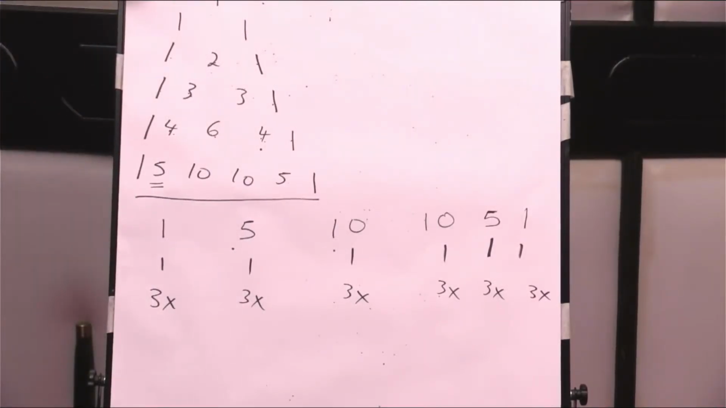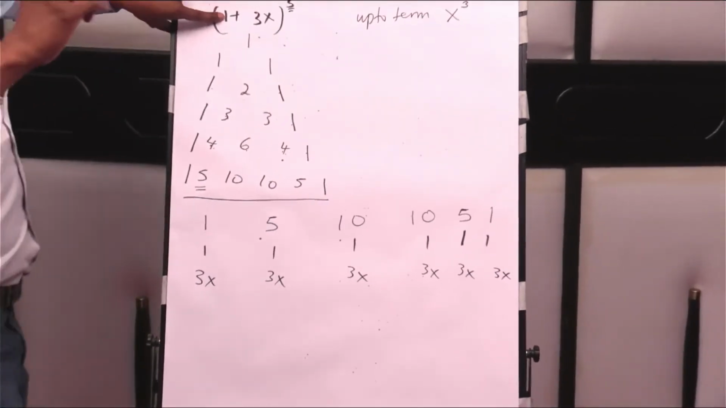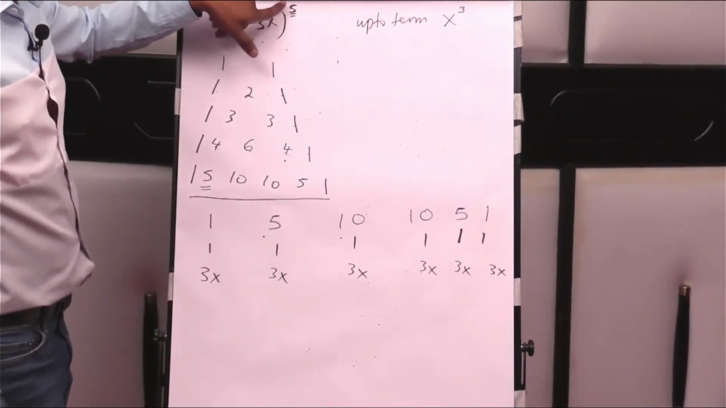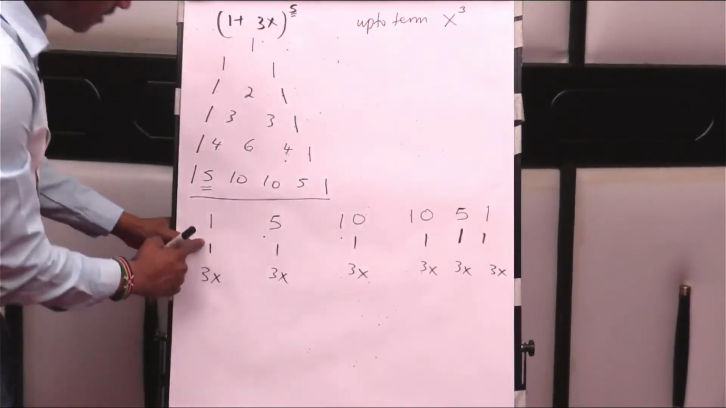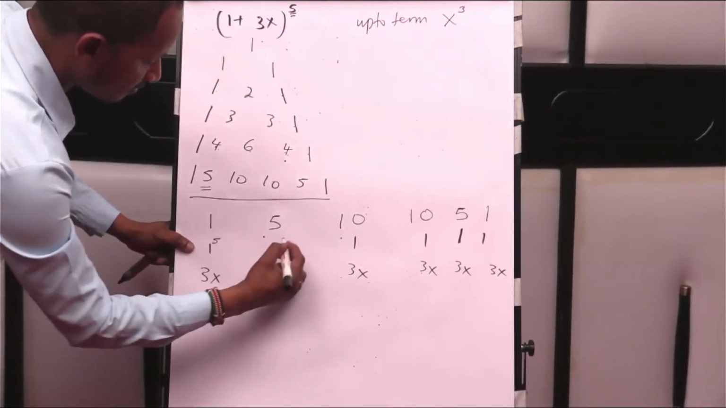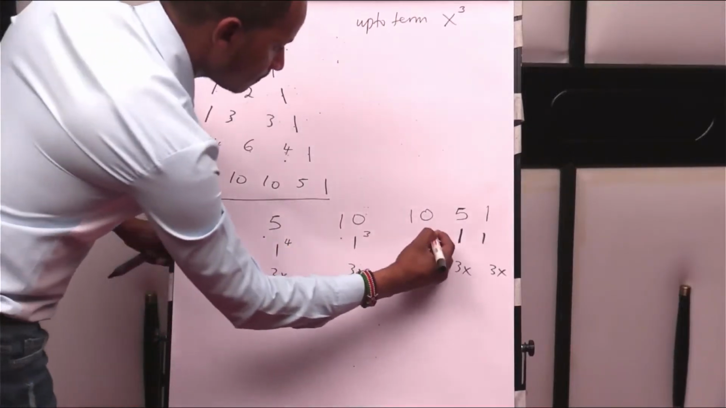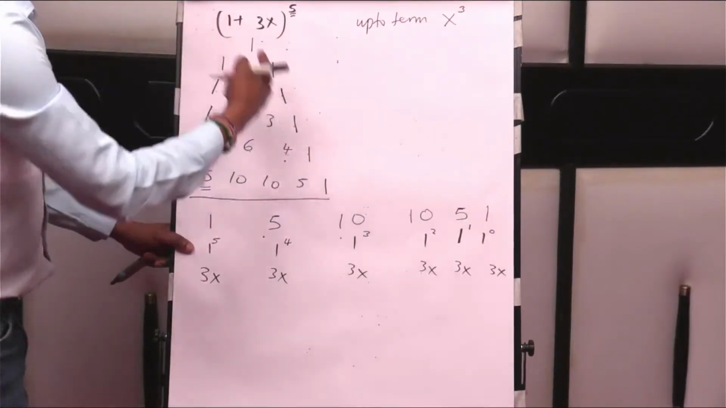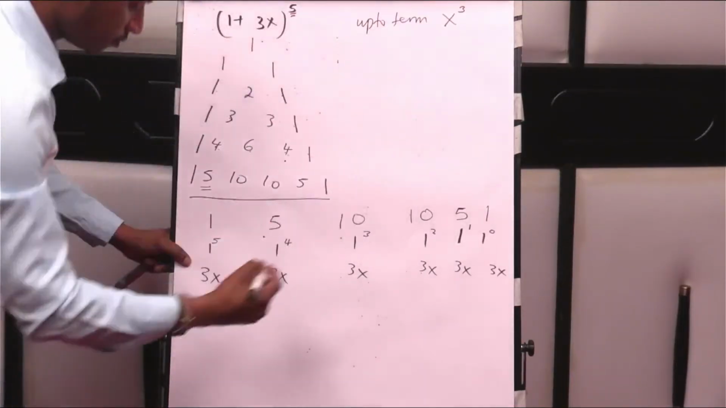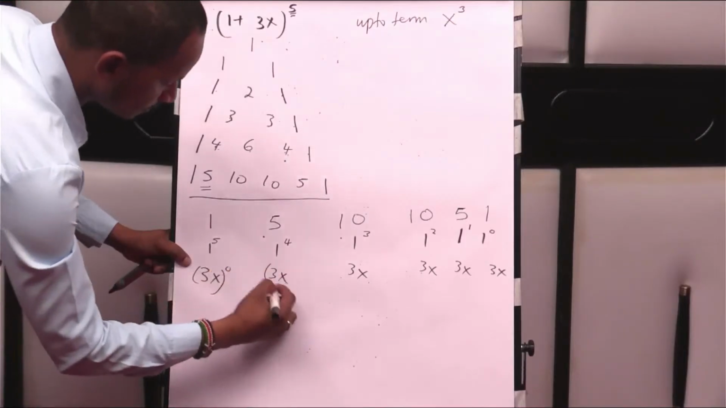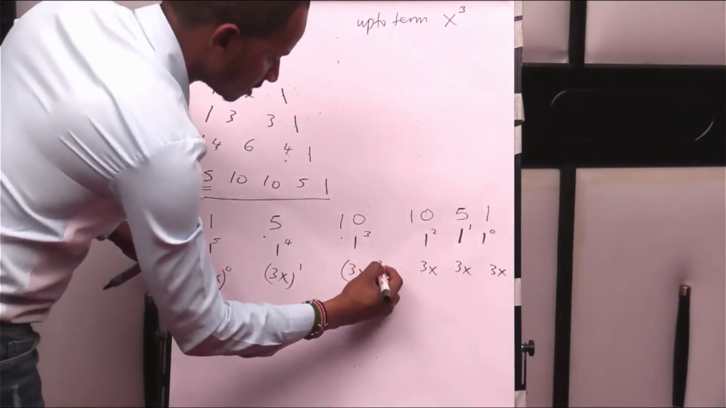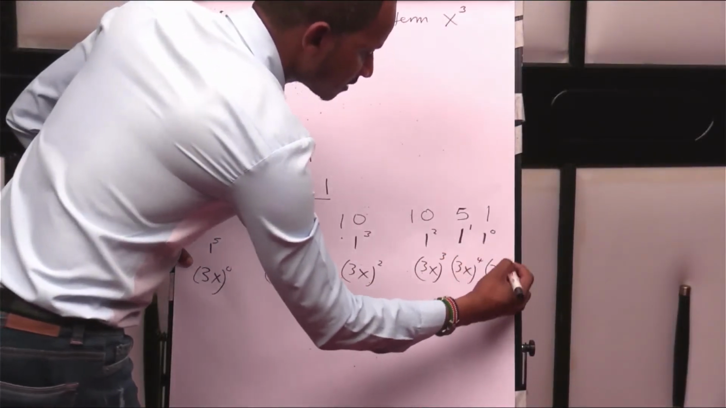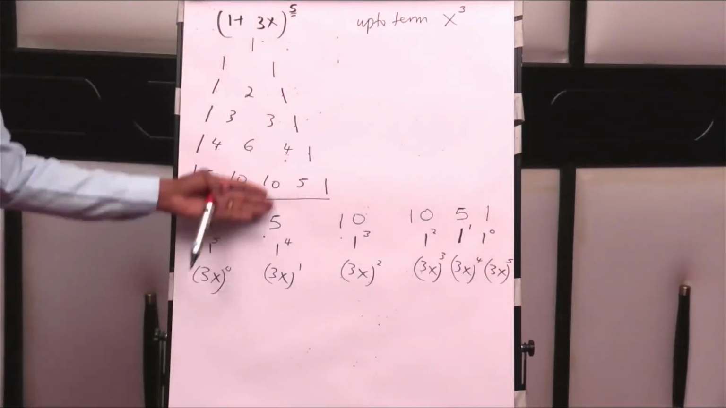Then the first number will always decrease from the power to 0. From the power given, you can be given 5, 4, 3, 2. So the first value decreases from that power. Power 5, power 4, power 3, power 2, power 1, power 0. The next value, which is 3x, increases from 0. So it is 3x raised to power 0, 3x raised to power 1, 3x raised to power 2, 3x raised to power 3, 3x raised to power 4, 3x raised to power 5. Then expand this.